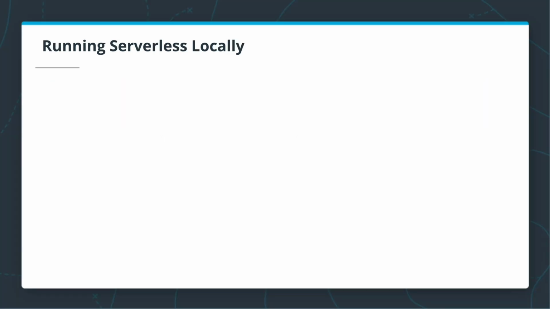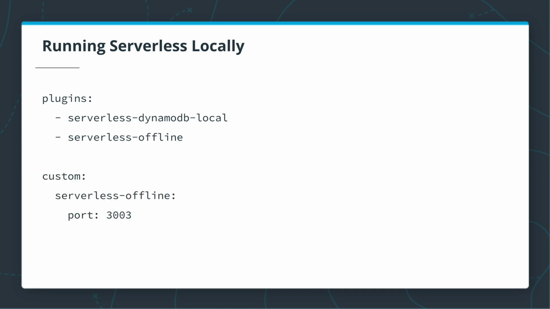So what do we need to do to run our serverless application locally? Well, first of all, we need to add the Serverless Offline plugin that will emulate API Gateway and AWS Lambda locally. But we also need to add plugins for other services that we want to emulate. In our case, this is Serverless DynamoDB Local that will emulate DynamoDB. And we can also specify on which port to run our application. To do this, we need to add a field under Serverless Offline under the Custom field.